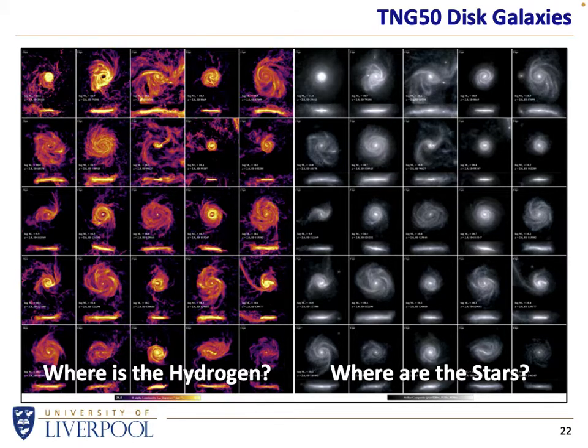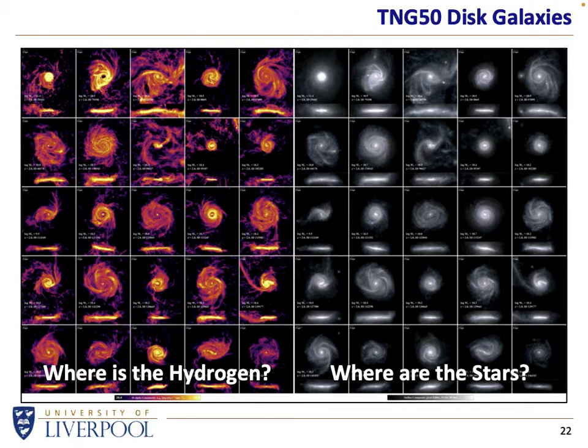The left-hand side here is showing where the hydrogen is. They're simply color-coded to say that in this galaxy, the red or yellow regions are where the hydrogen gas tends to concentrate, which is where you would expect the stars to be born. And the right-hand side is, given our understanding of how stars are born, where would we expect the stars to be shining in these galaxies that are part of our simulation?